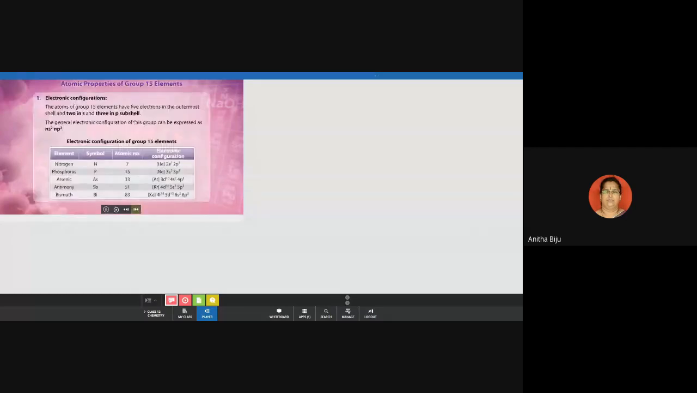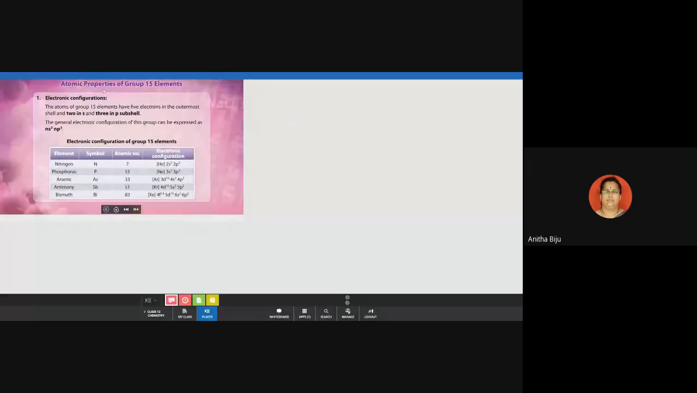Now this is the next topic, very important. Why is it very important? Because this topic is common to all groups in the p block. So this is the first point. You can put a Roman numeral 1 and mention this heading: atomic properties of group 15 elements.